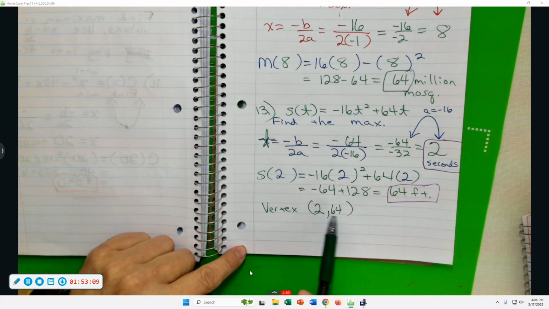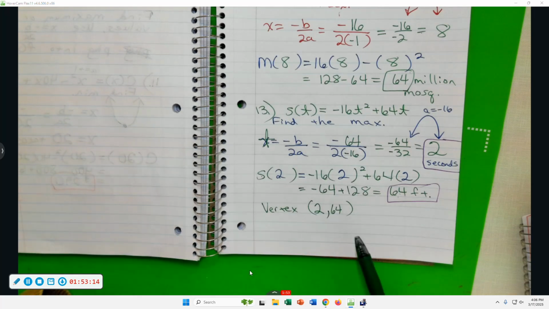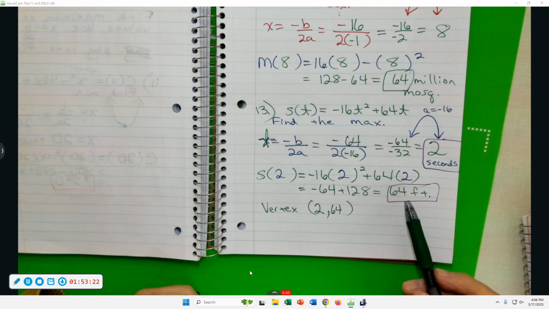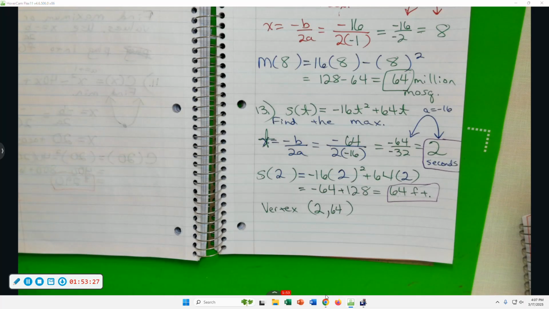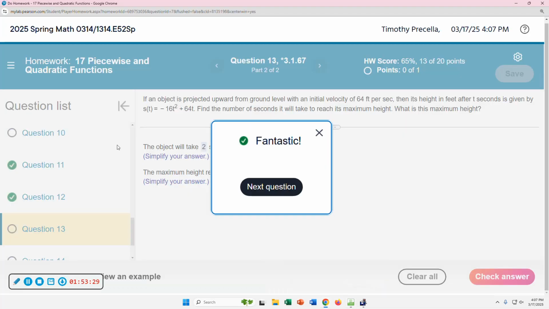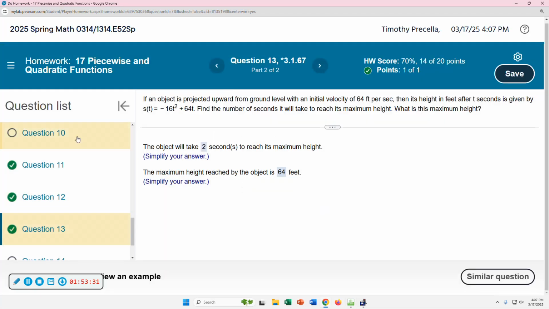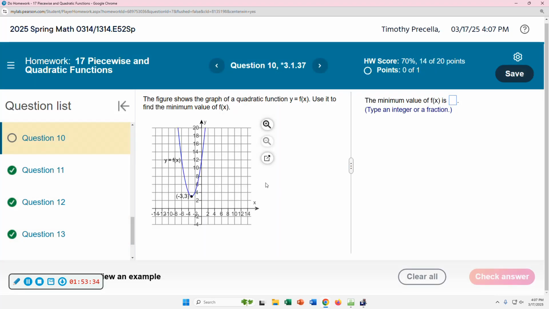Which one of these is the value of the function? 2 or 64? What's the y value? What's the maximum value? 64. The y value is the maximum or the minimum. Look at number 10. I have a picture drawn for us here. The figure shows the graph of a quadratic function y equals f of x. Use it to find the minimum value of y, or of f of x.